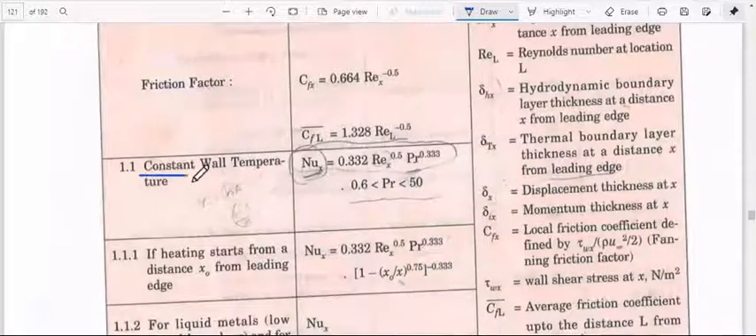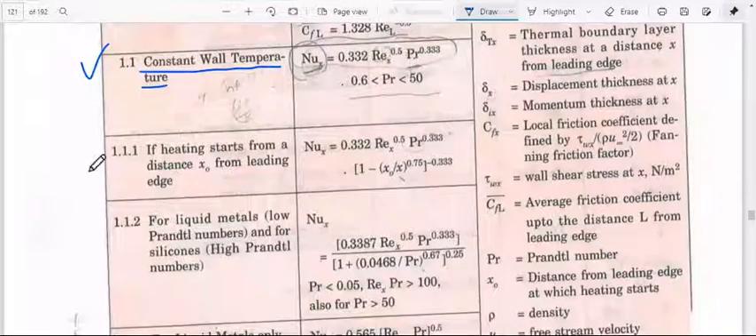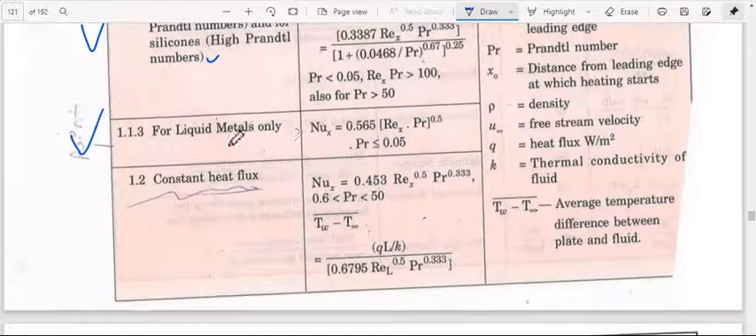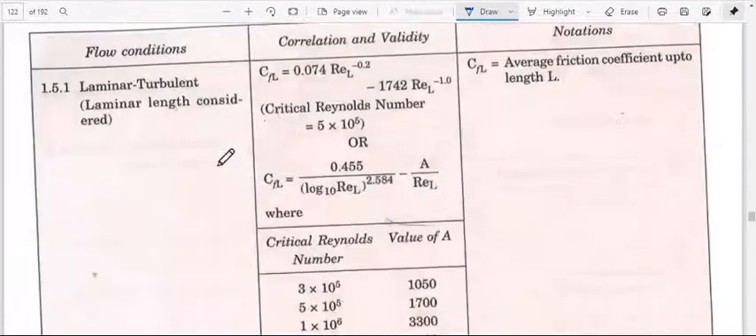See here, constant wall temperature. This is the first formula, and in this problem the leading edge is not mentioned, that's why I'm not considering this formula. Here there are liquid metal with low Prandtl number, and silicones with high Prandtl number. So we need to consider high Prandtl number. This is the second formula, and this is the liquid metal formula. This is the constant flux formula, so no need to consider it in this problem, as the heat flux is not mentioned.